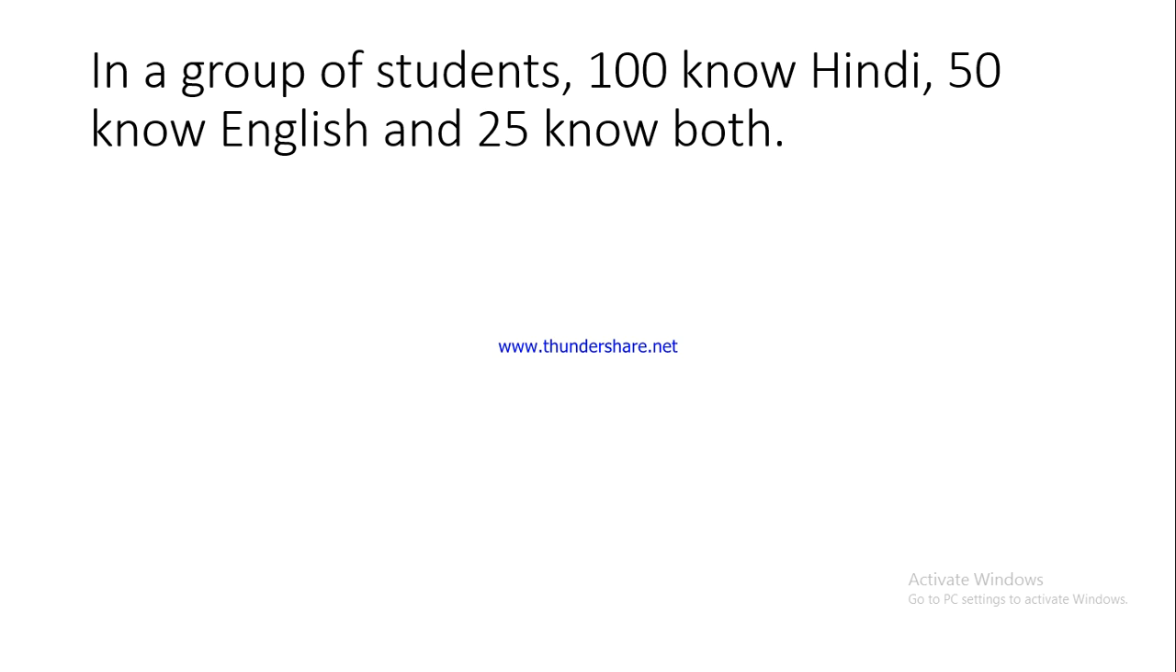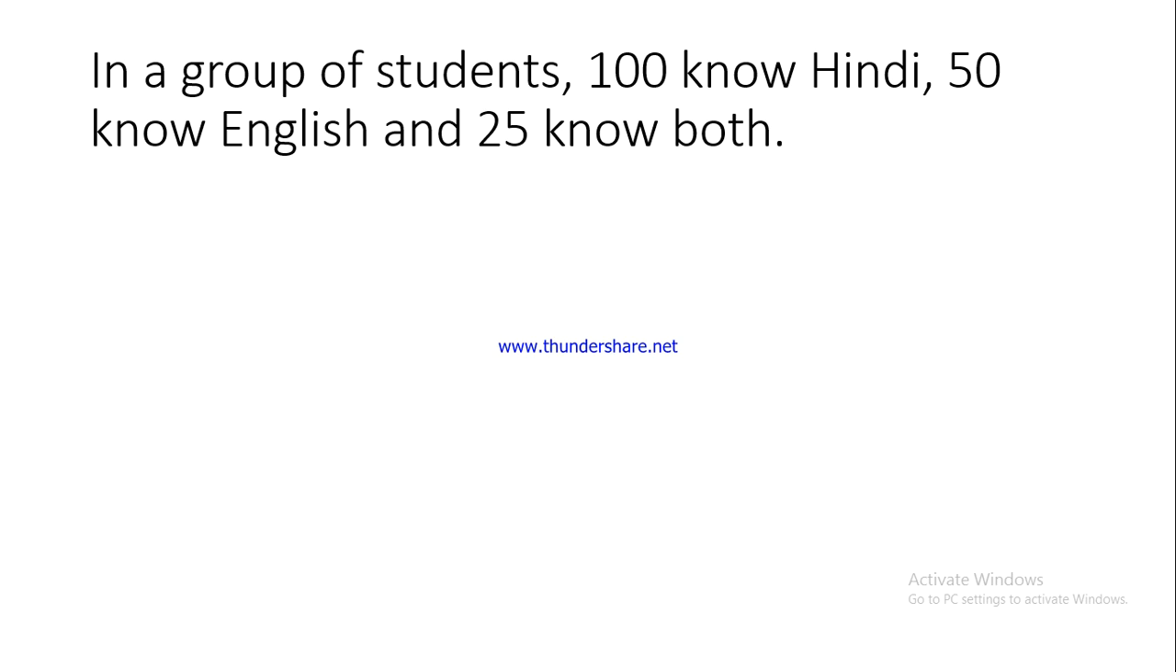So suppose this is a question that you have to solve. In a group of students, 100 know Hindi, 50 know English and 25 know both. Now we are going to solve this particular question using both the Venn diagrams, the diagrammatic method, as well as the numerical method, wherein we'll be using the formula. So let us first start solving this using the Venn diagrams.